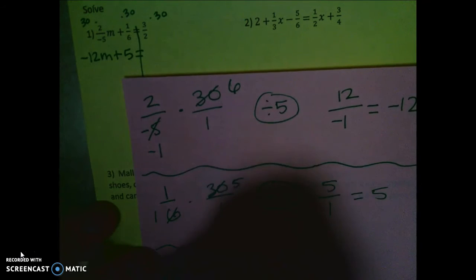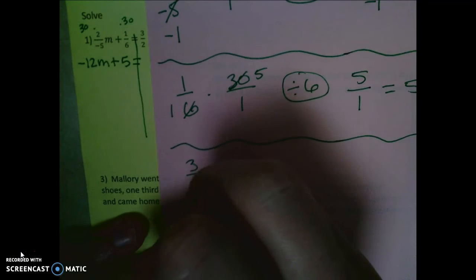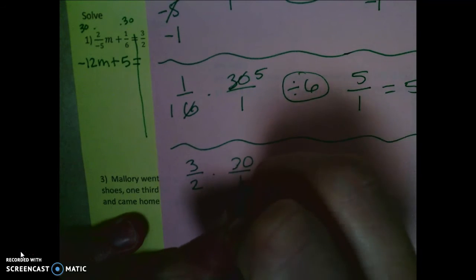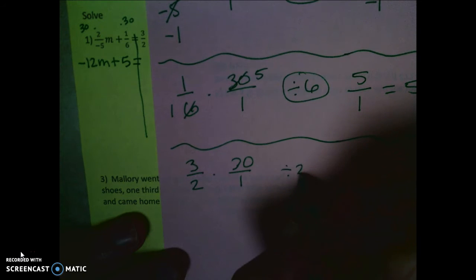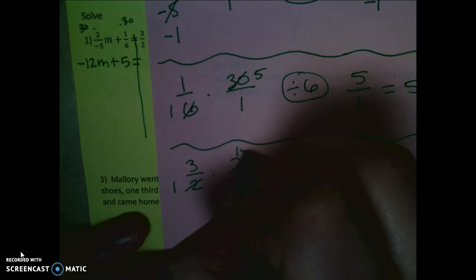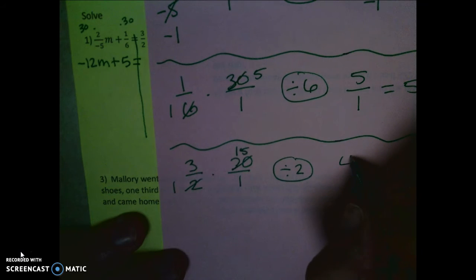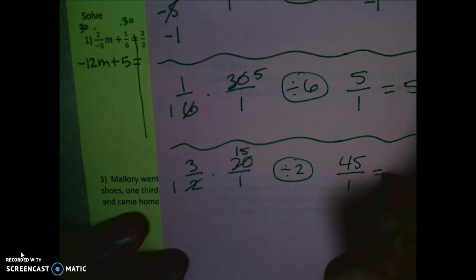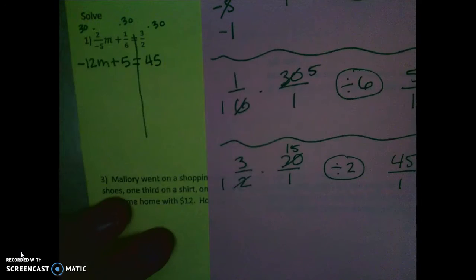And now on the other side, I have to do the same thing. So 3/2 times 30 over 1. So 2 and 30 both have 2 in common. So I'm going to divide by 2. 2 divided by 2 is 1. 30 divided by 2 is 15. And now I multiply straight across. 3 times 15 is 45. 1 times 1 is 1. That simplifies to just 45. So then in my equation, I would write equals 45.